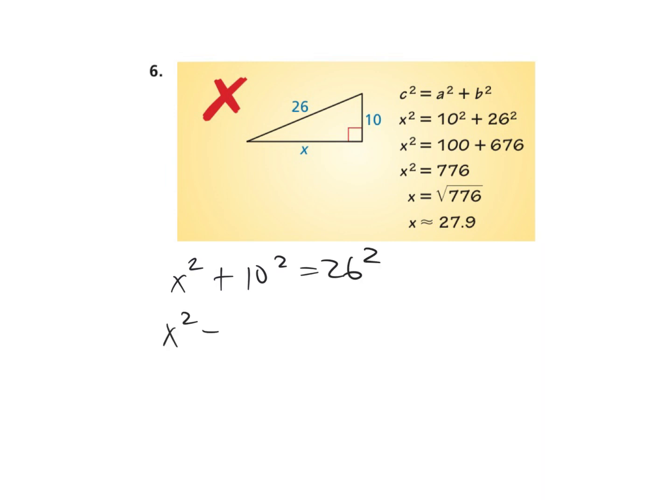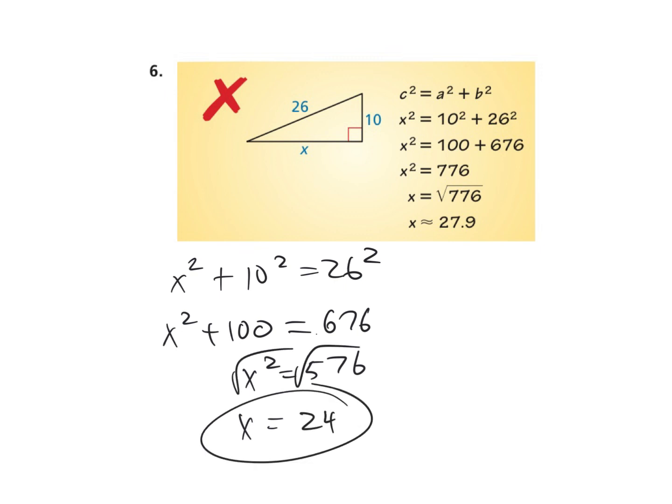So x squared plus 100, plus 26 squared is 676. Minus the 100 is 576. And you take the square root of 576, and you get 24. Let me make sure I did that right. 576 sounds right. It's 24. All right. And they put the x in the c position, and that's in the wrong position.